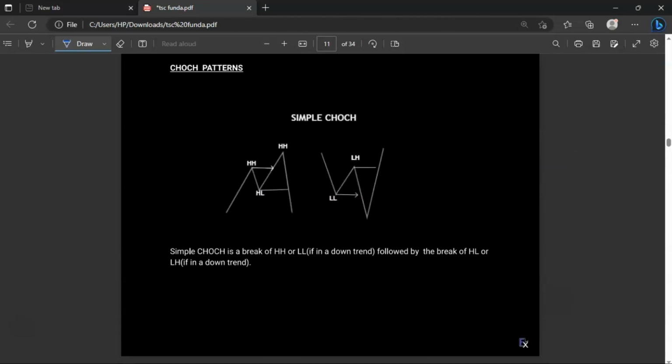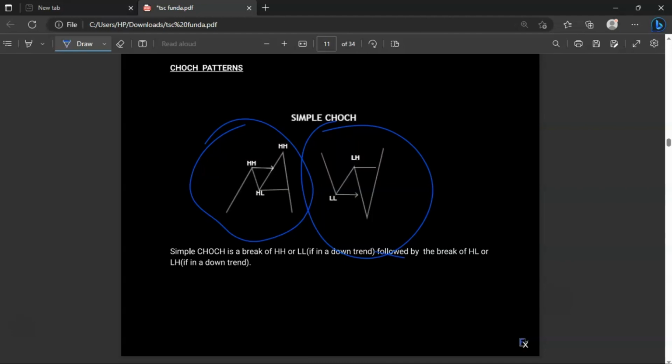These are chop patterns. We have two types of chop patterns. There's a simple chop and the double M. So this is a simple chop. This is a chop pattern. This is what makes up the chop. And this is how a chop is supposed to look.